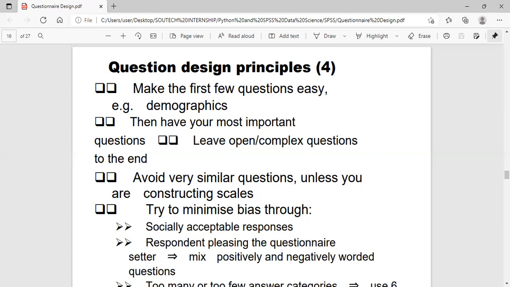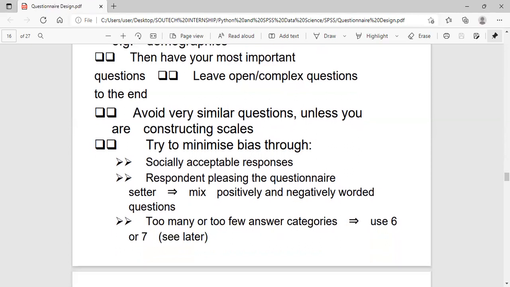Now, try to minimize bias through socially acceptable responses. For example, when you put gender, normally what you see in the survey is male, female, and now we add other. Those are socially acceptable responses. You don't put male, female, and then hermaphrodite. No. So it's male, female, and other. Why? Because those are socially acceptable responses.